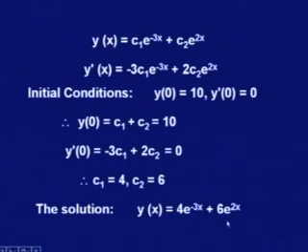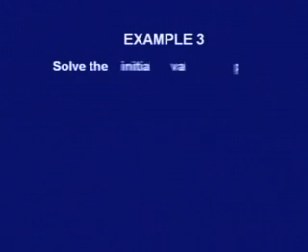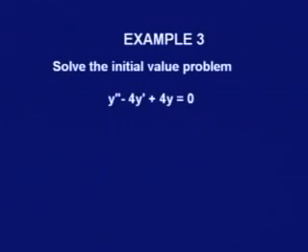Let us see some more examples, so that we can practice and complete all those three cases. Solve the initial value problem y double dash minus 4 y dash plus 4 y is equal to 0 with the initial conditions y at 0 is 2 and y dash at 0 is 1. Let us solve it.